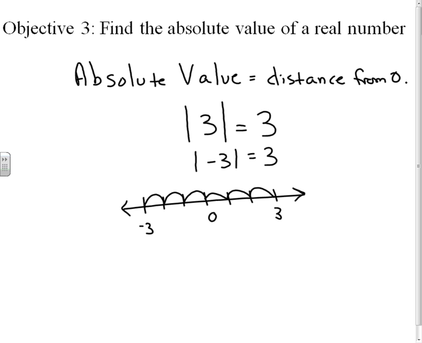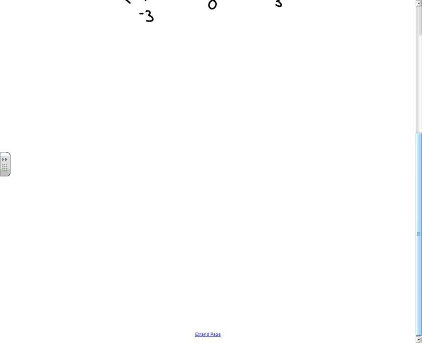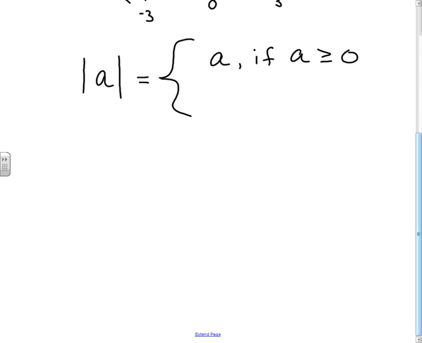So the rule states that the absolute value of A is equal to, and we can break this up into two parts. It's equal to A if A is greater than or equal to 0. It's equal to negative A if A is less than 0.